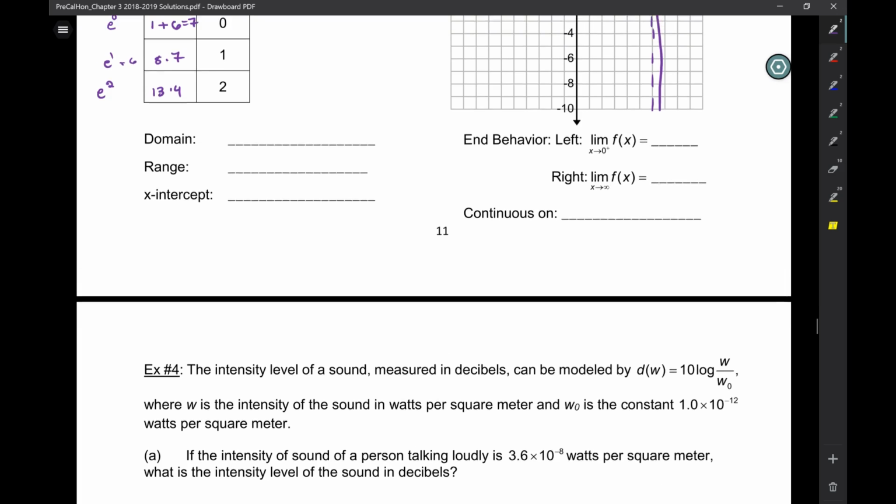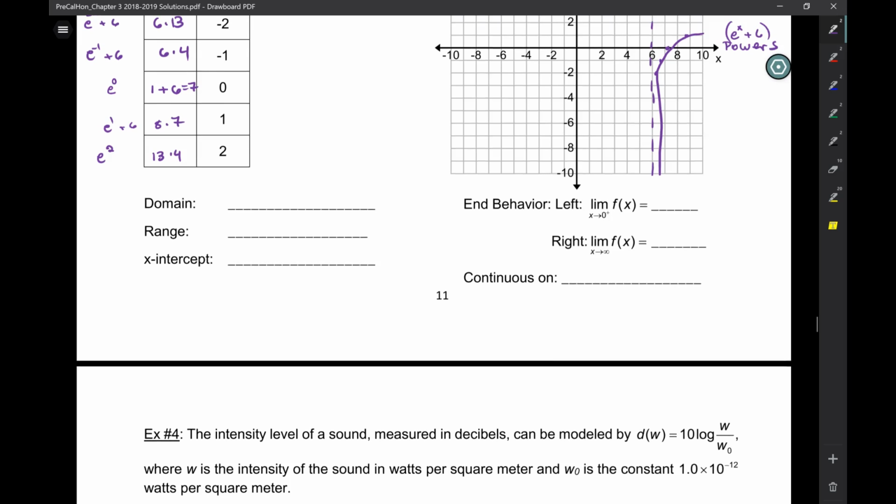All right, here, the domain. What's the domain? 6 to infinity. What's the range? The x-intercept is 7, 0. Here, I copied and pasted, this should be 6 from the positive side. As x approaches 6 from the positive side, it goes to negative infinity, and it's continuous from 6 to infinity. Okay?